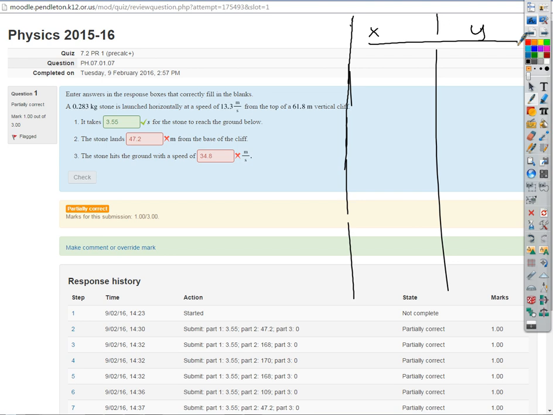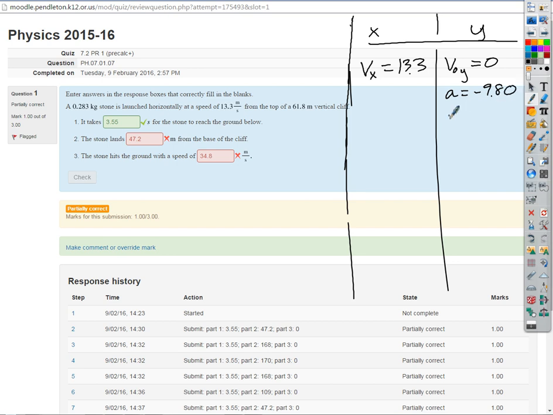Okay, so what are our kinematic quantities in the X direction? Well, we know that the velocity is the same the whole time, and that's 13.3. So V naught X and Vx, they're the same thing. But that's not the case with the Y component of the motion, the vertical component. There we know that the initial velocity is 0, and a is negative 9.8.